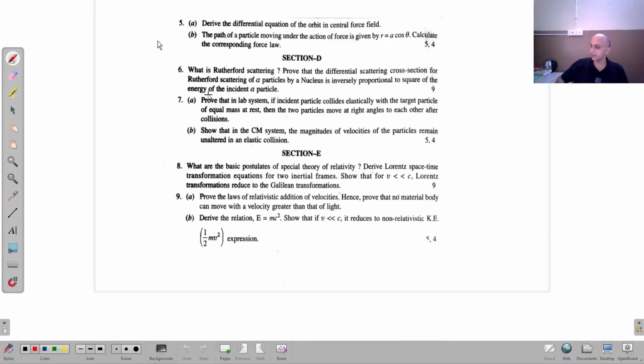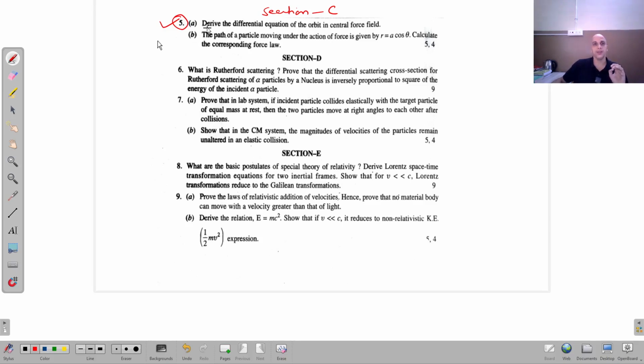Well, in this lecture, I am going to take up question number 5 of section C of your question paper. Question number 4 I have already discussed in the previous lecture. Now I am going to question number 5, and it is from section C. In question number 5, we have two parts.